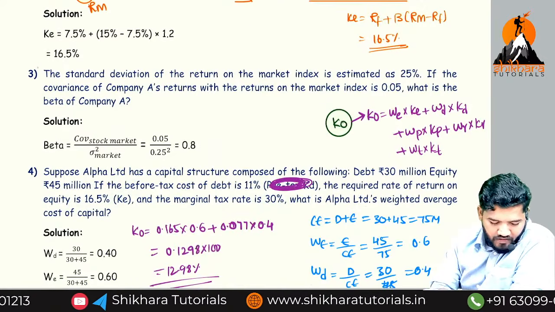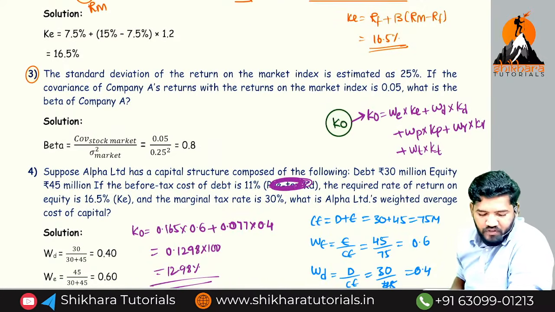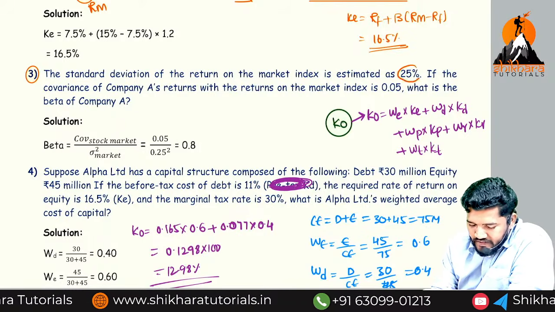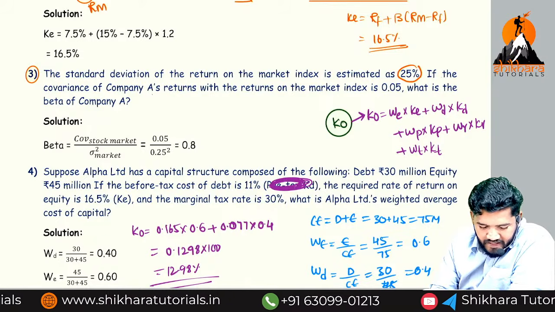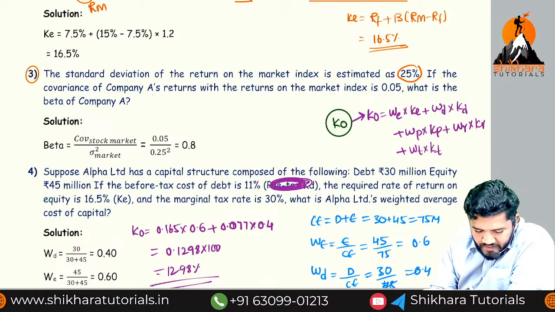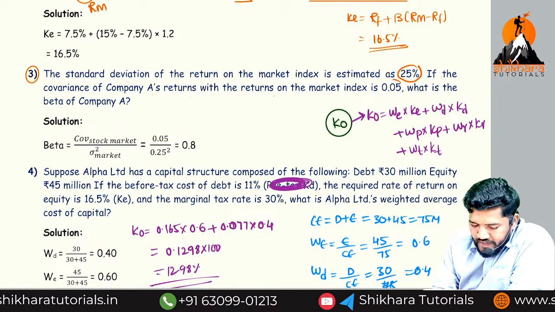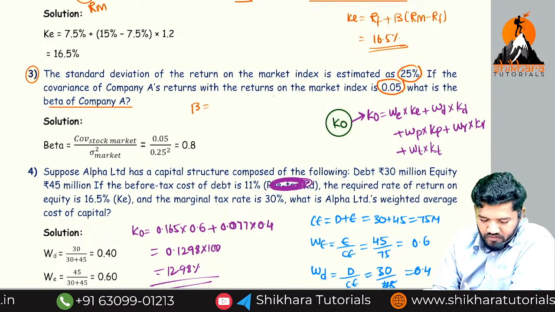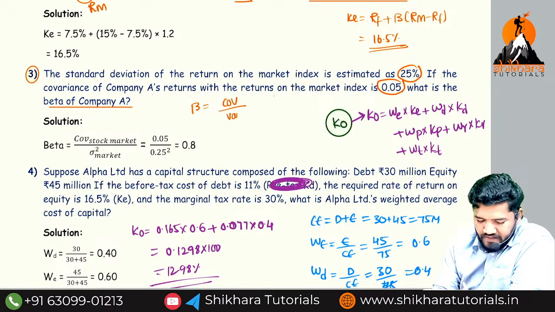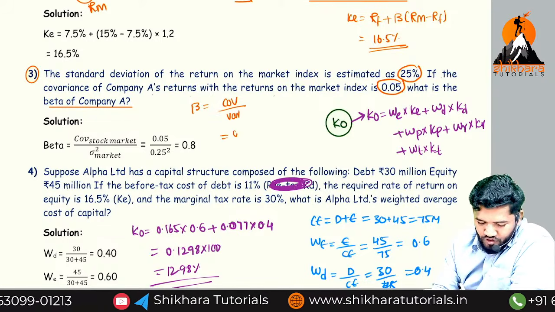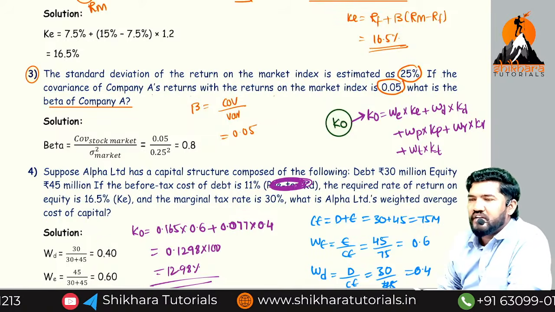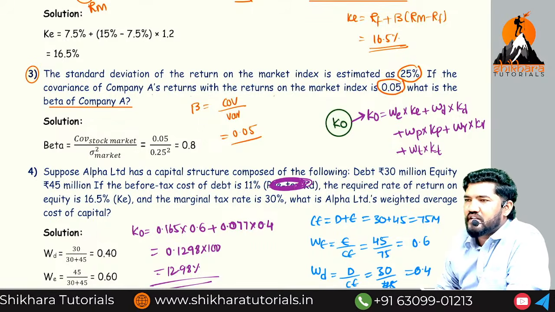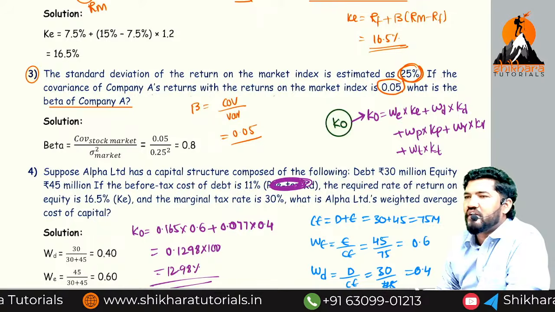Next, problem number 3. The standard deviation of the return on the market index is estimated at 25%. If the covariance of company A's returns with the return on the market index is 0.05, what is the beta of the company? How to calculate beta? Covariance divided by variance. Covariance they have given is 0.05. It is not a percentage, it is a rate. That's why in the denominator also you need to consider the rate, not the percentage. Don't take 25%, consider 0.25.